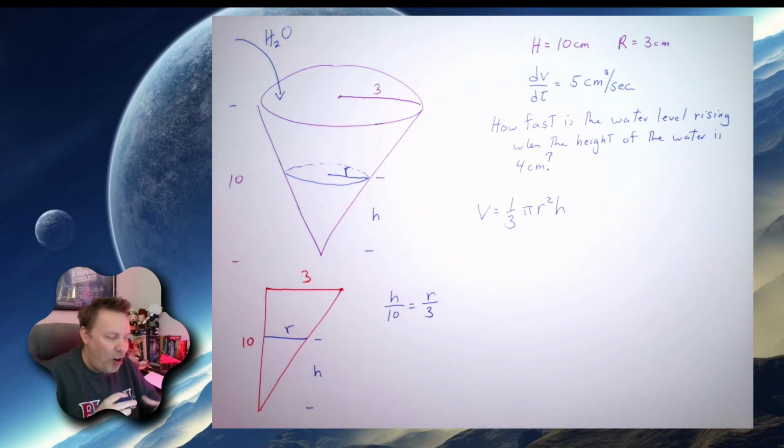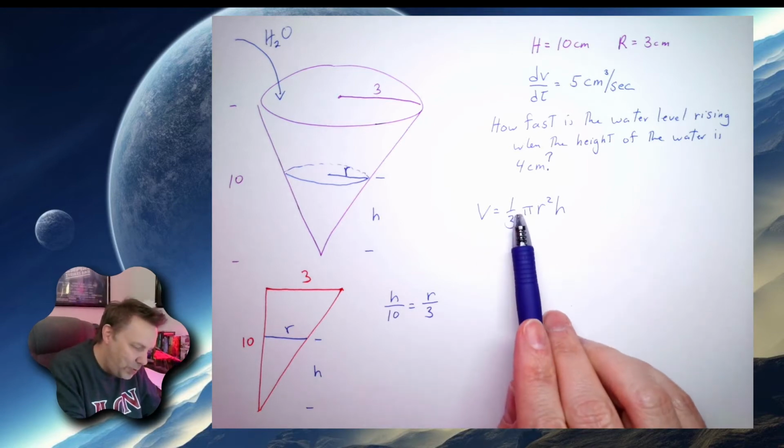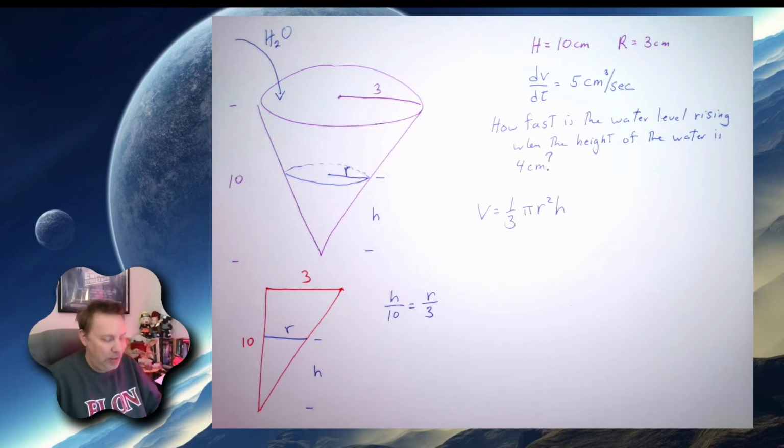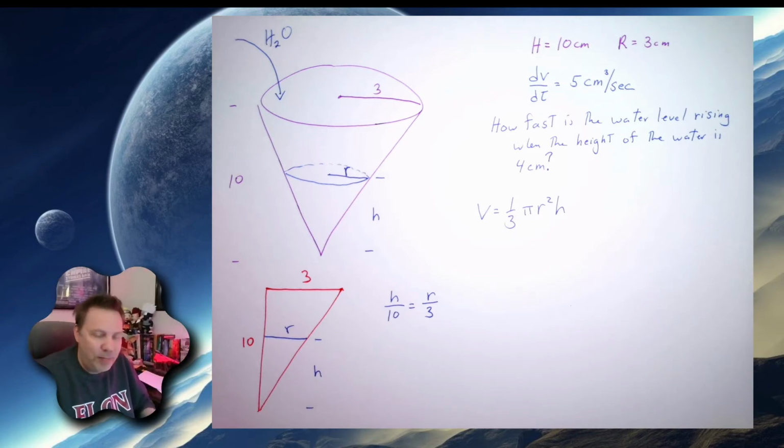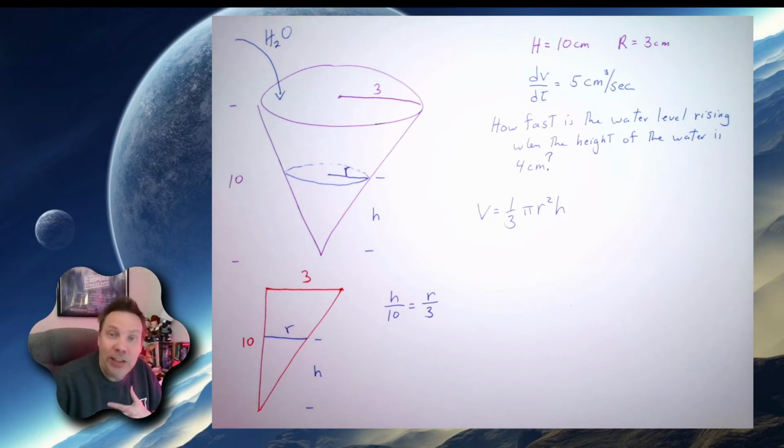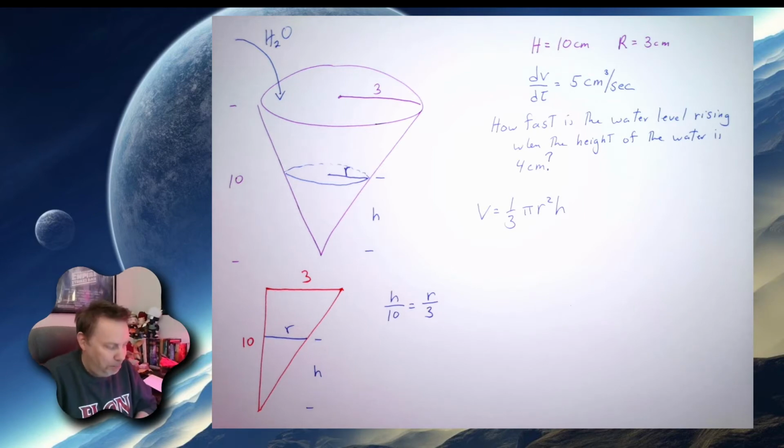How do I relate R and H and volume? Well, that's where this comes in. The volume of a cone is 1/3 of the base, well, pi r squared times the height. Since this is a related rates problem, we could do this with two variables here and start taking derivatives, but I suggest we don't do that.